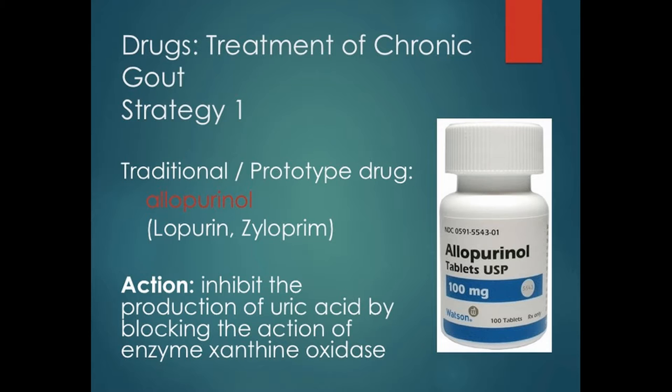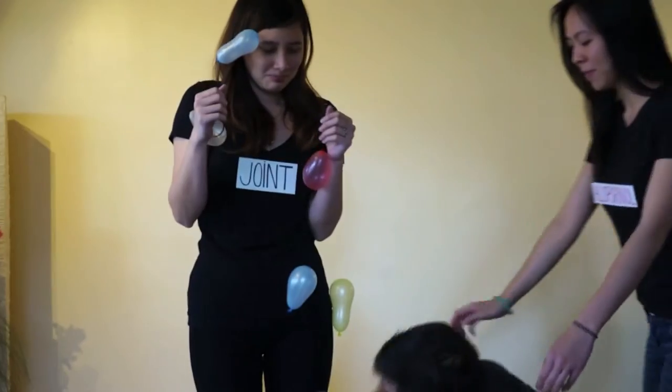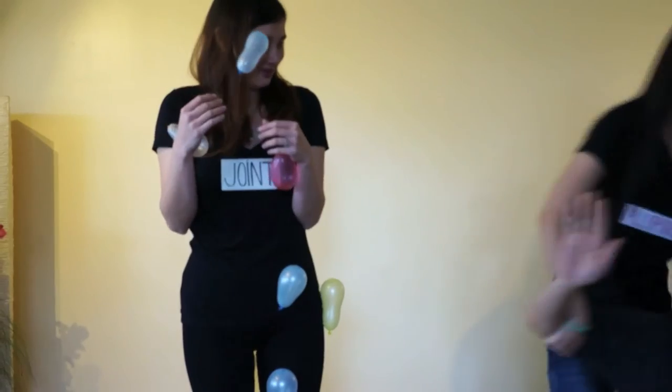for forming uric acid. In this scenario, Daniel is enzyme xanthine oxidase and Connie is the drug allopurinol. This enzyme is producing uric acid, which is represented by the balloons on the joint, and the drug allopurinol is blocking the action of enzyme xanthine oxidase.